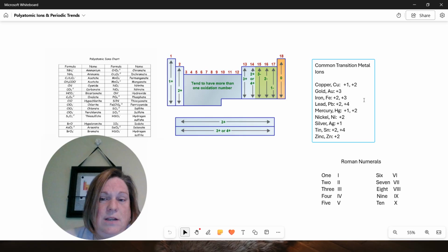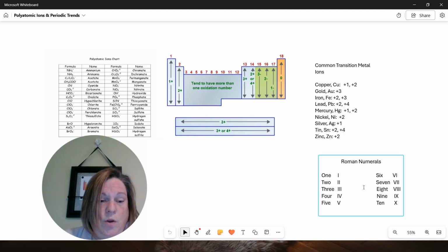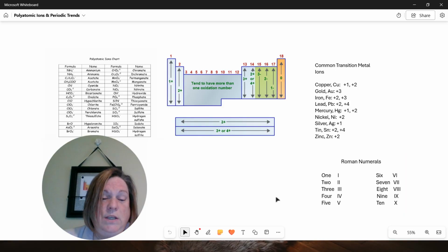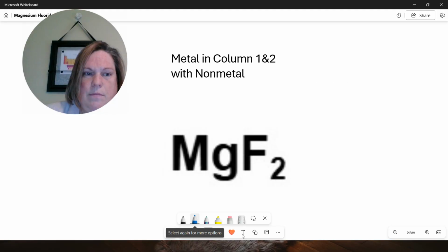And I had also listed common transition metal ions that we use and the cross-up method, all videos that I've talked about before. I've added Roman numerals. If you haven't been exposed to Roman numerals, maybe in math class, here is 1 through 10, and we are going to use that in some of the naming of our compounds. So I'm going to give you 5 examples today, explaining how to name the compounds.